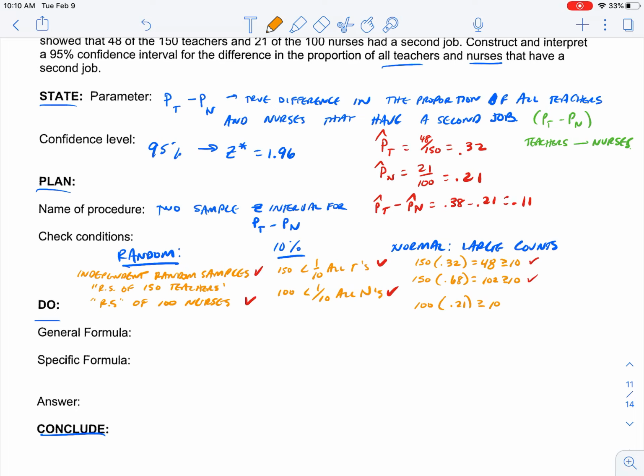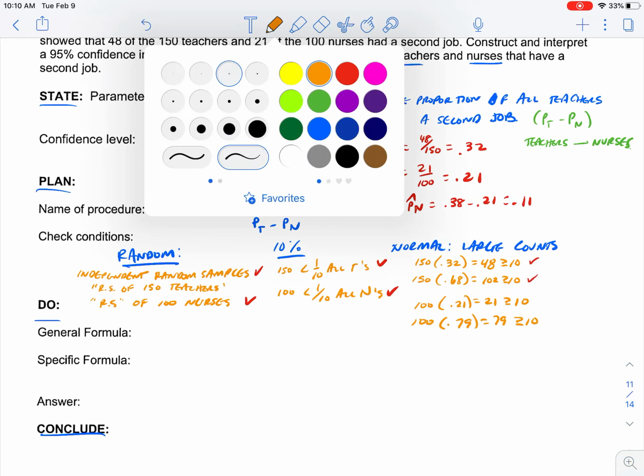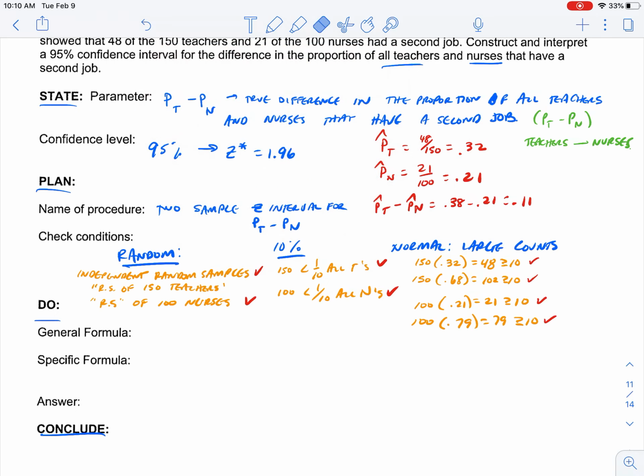Then we're going to measure our nurses. So is 100 times 0.21 greater than or equal to 10? The answer is yes, because it's equal to 21, which is greater than or equal to 10. And then 100 times 0.79 is equal to 79, which is also greater than or equal to 10. So kind of notice what I did here is I very systematically said I need to check these 1, 2, 3 things, and I checked both conditions, teachers and nurses, teachers and nurses, teachers and nurses here.